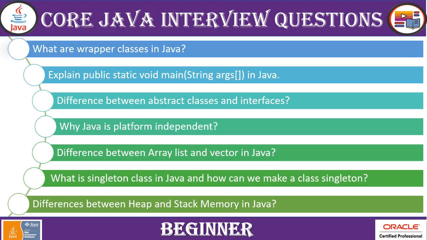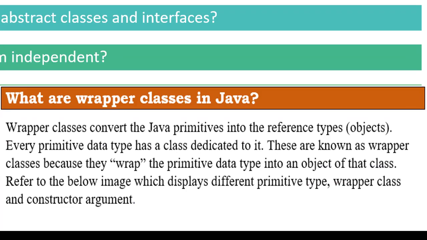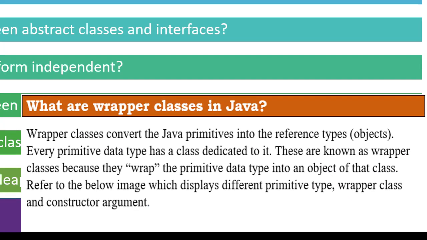Core Java interview questions for beginners include mostly theory and programming based questions. So all you have to do is listen to the questions properly and answer precisely. For example, what are wrapper classes in Java? Wrapper classes convert the Java primitives into objects.